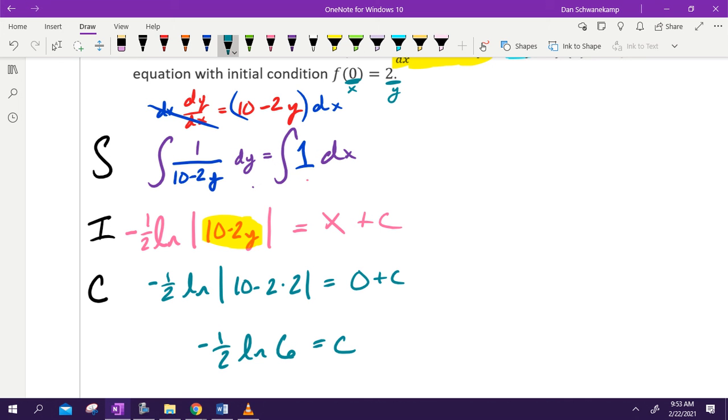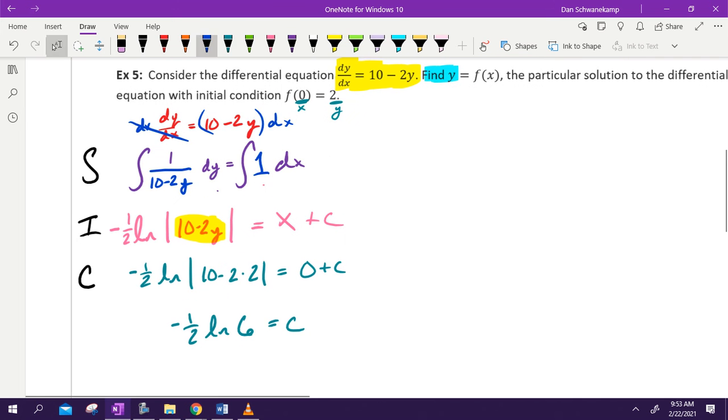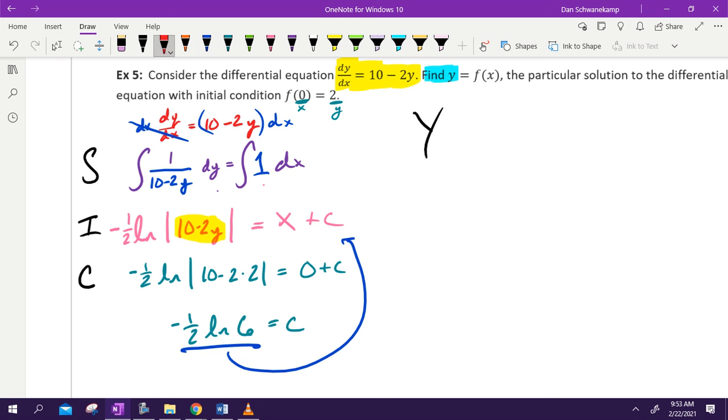Once I've solved for c, Jesse, what am I going to do next? We're going to rewrite it. We're taking the c right here. We're plugging it back in. So let's rewrite that. It is negative 1/2 natural log, absolute value, 10 minus 2y, absolute value equals x minus 1/2 natural log of 6. Ugh, it looks terrible. We'll be fine.